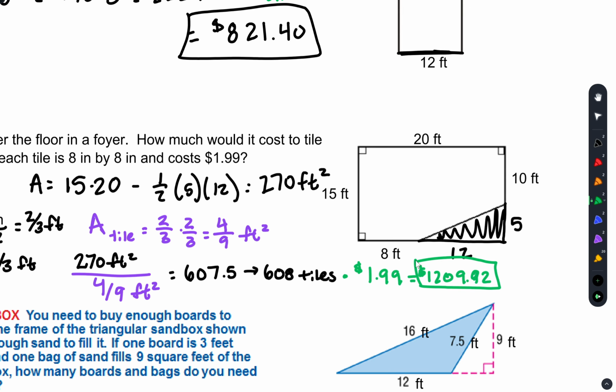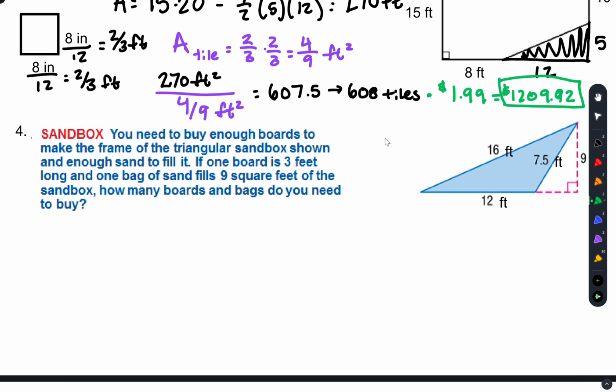All right, last one. We're doing two things with this sandbox here. We are going to make a frame for it, a wood frame out of some boards, and then we're going to fill it with sand. So let's start with the frame. The frame goes around the outside. That's perimeter, right? So to find the perimeter of this triangle, I'm going to add up all of the sides. So perimeter equals 16 plus 7.5 plus 12, which gets me 35.5. My unit here is just feet.